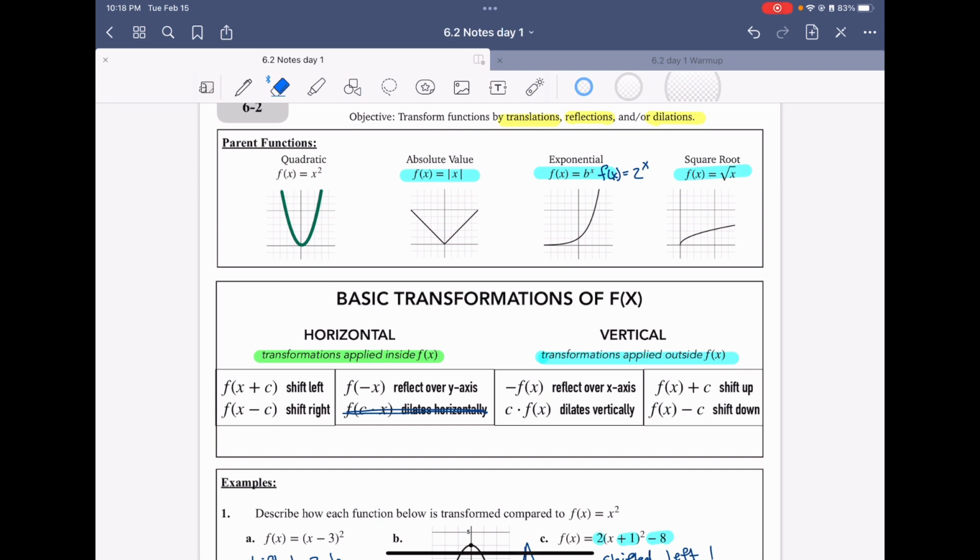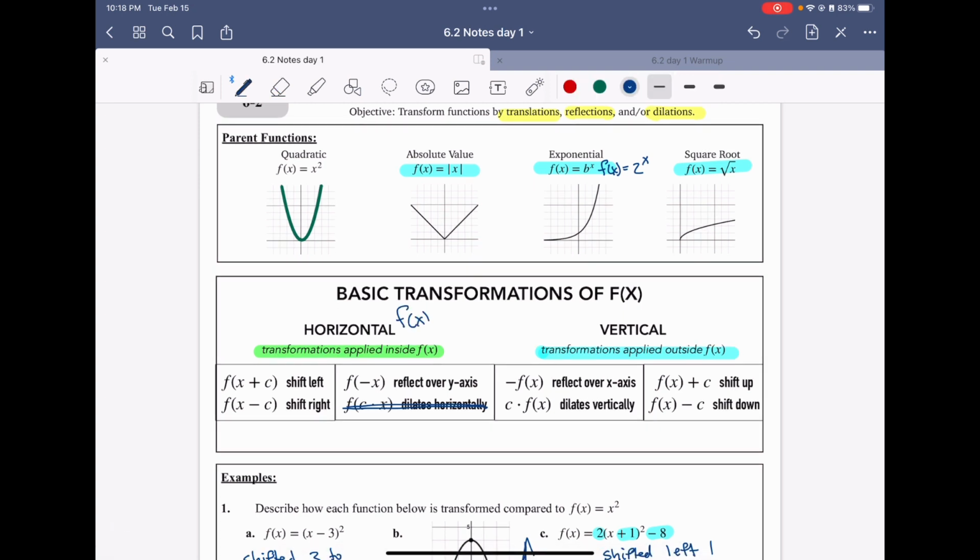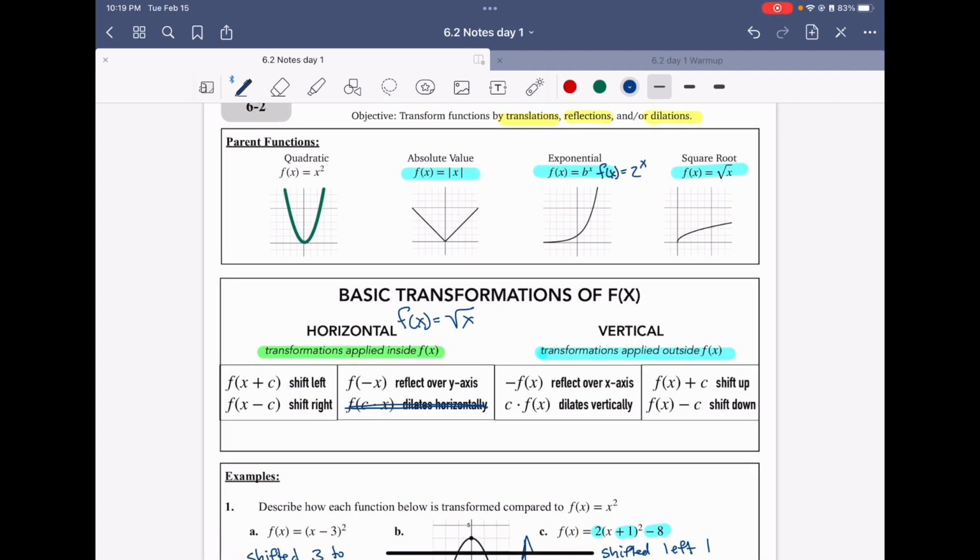Let's do square root next. So our parent function is f of x equals square root of x. To apply it inside the function, that means we're going to apply it to x before we take the square root of it. So that means it's going to happen under the square root sign. If we do something before we take the square root, that means it's being applied in the function. So instead of thinking about is it in the parentheses, think about is it under the square root sign. Versus to be applied outside the function, it's going to be applied after you take the square root.